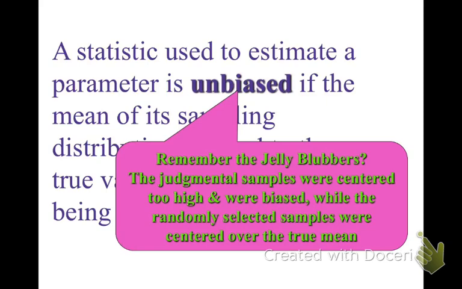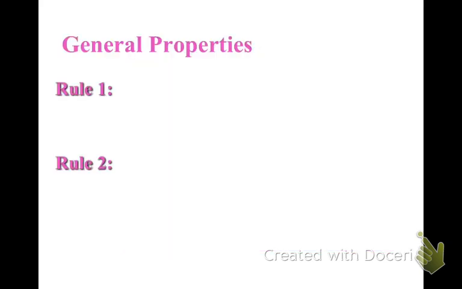We have some general properties now that we need to discuss for sampling distributions for sample means. The first rule says that the mean of x bar, or my sample means, is just equal to the true mean of the population. For those of you taking AP Stats, this is on your formula chart. Our second rule says the standard deviation of x bar is simply equal to the population standard deviation divided by the square root of n.